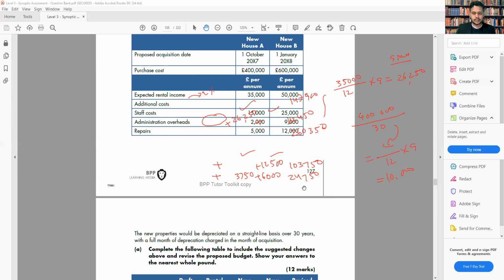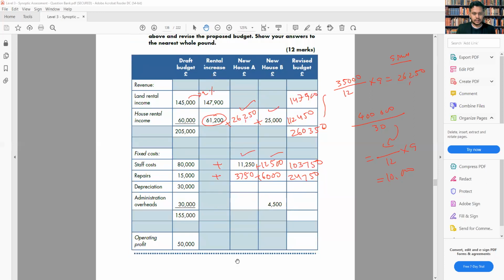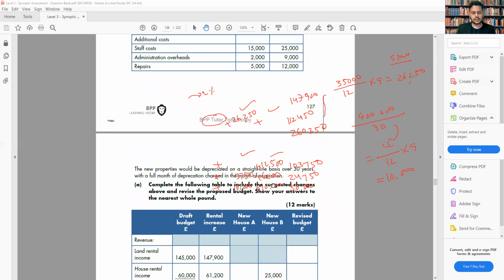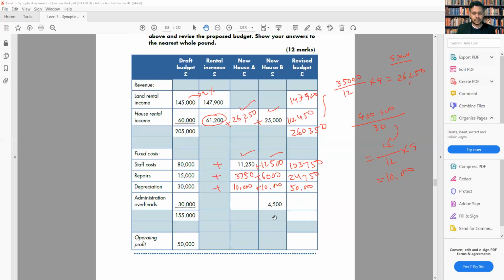So let's go back to the question. All right, so the depreciation, we have 10, and we have 10 again, the next one for the 6 months. So 30 plus 10 plus 10 gives us 50,000, the depreciation. And we have admin overhead. Let's have a look at how much the admin we have for A. So admin overhead, they said 2,000. So 2,000 divided by 12 times by 9 will give us 1,500 for the 9 months. So you already have 30,000, so 30,000 plus 1,500 plus 4,500 will be 36,000 total.